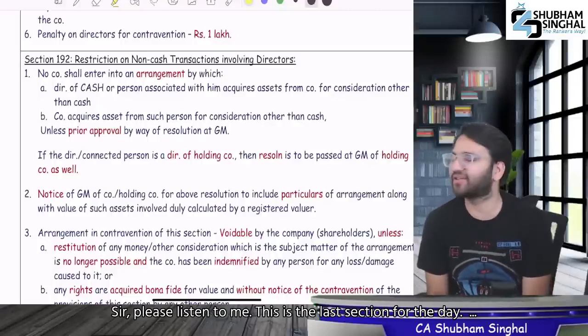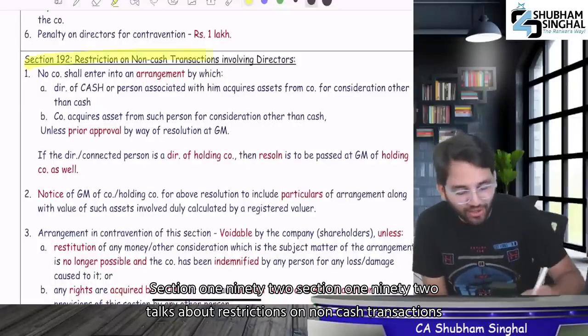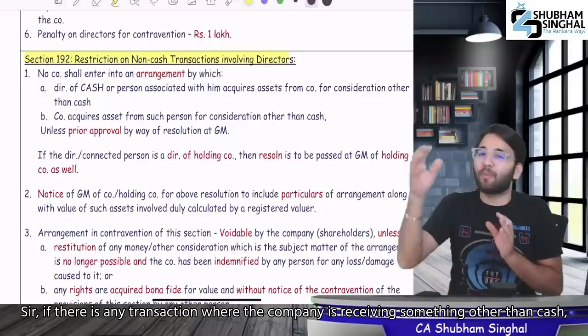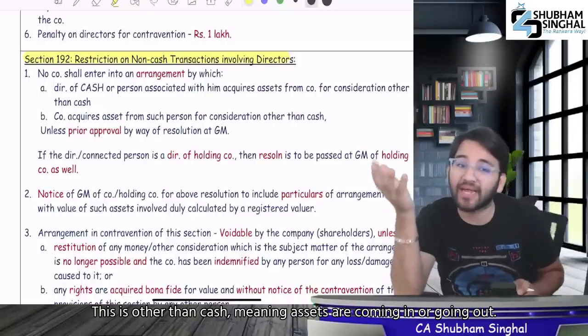Please listen, it's the last section for today. Section 192 talks about restrictions on non-cash transactions involving directors. If there's any such transaction happening where the company is receiving something other than cash or something is going out other than cash, meaning assets are coming in or going out.